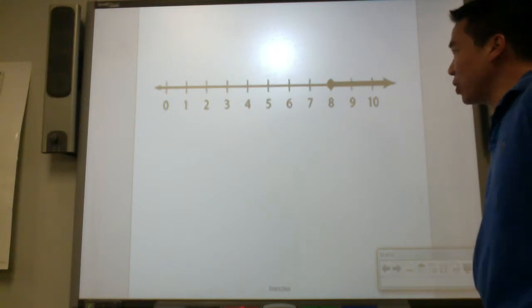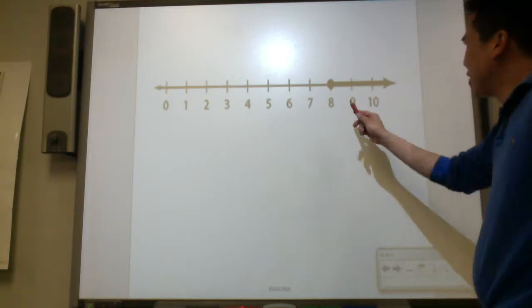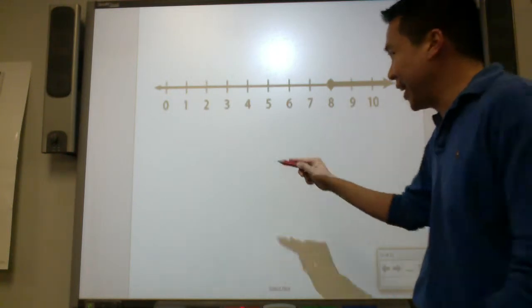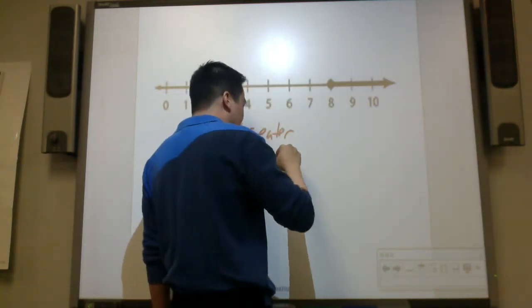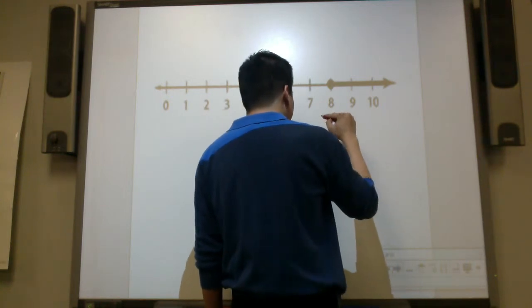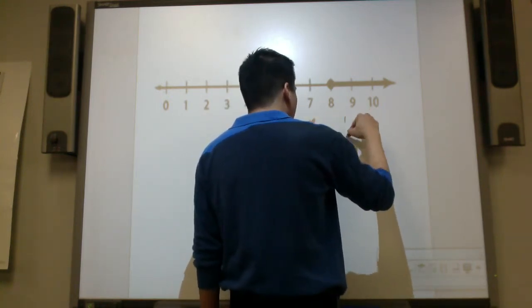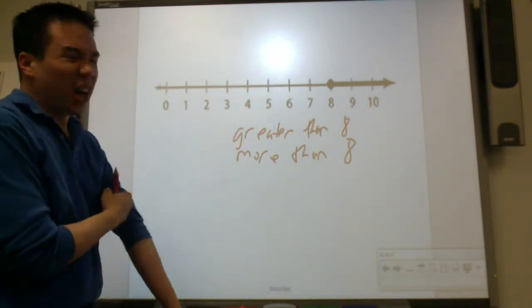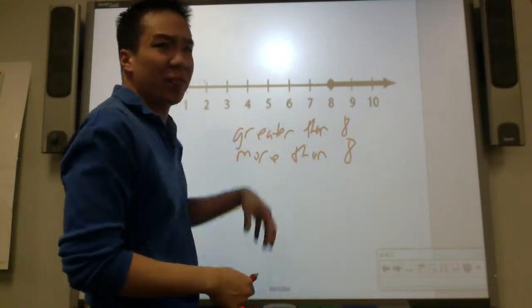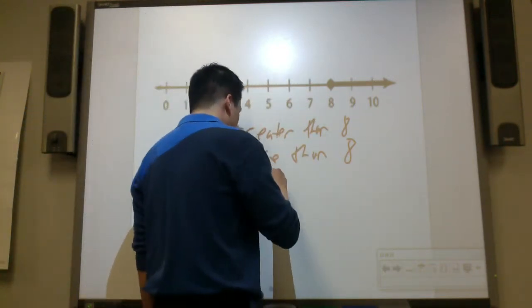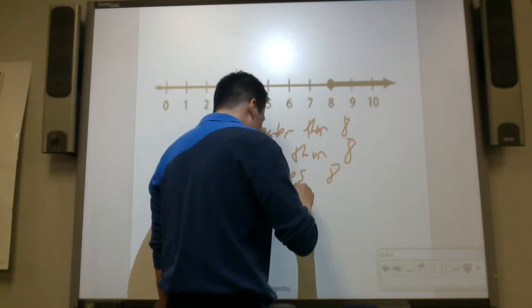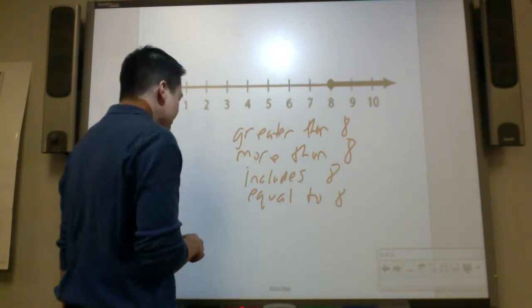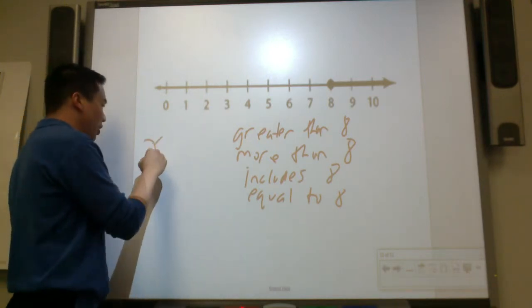And last but not least, what can you tell me about this one? It seems to include all numbers that are greater than 8. So it's greater or more than 8. Do you think it includes it or not? They drew a black dot like they wanted it part of the group. It includes 8. Equal to 8.